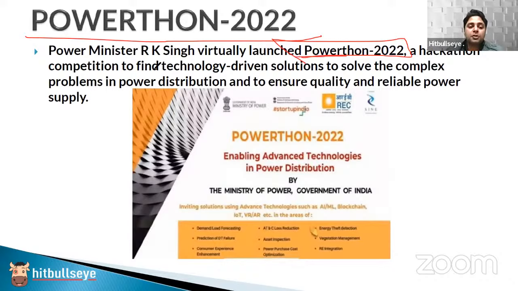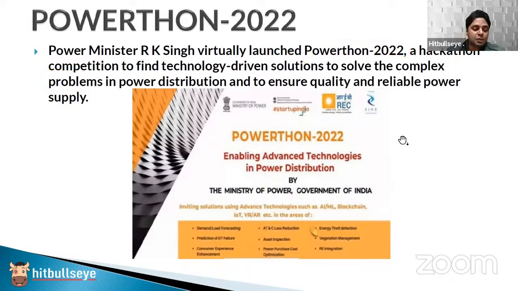And here, this Powerthon workshop is a hacking competition to find technology-driven solutions to solve the complex problems in power distribution. I think last month there was a case where a particular state government's online bill payment system was briefly hacked, and some money was siphoned off. So a few lakh rupees was siphoned off from the government's coffers. So to avoid any such situation, such workshops should be organized not only by the Ministry of Power, but by other stakeholders in other ministries as well. So that is why such workshops are announced.